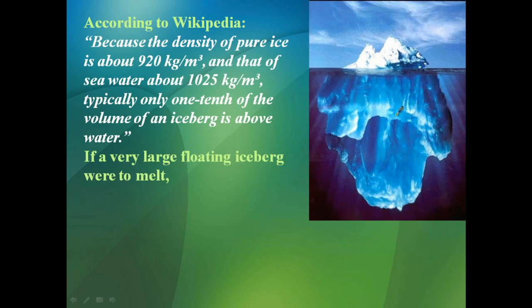So remember the last podcast I said we can figure out why the Titanic sank, like why it hit this ginormous iceberg, you know, all you see is like this little chunk floating at the top. So according to Wikipedia, because the density of pure ice is about 920 kilograms per meter cubed, and that of seawater is about 1,025 kilograms per meter cubed, typically only 1/10 of the volume of an iceberg is above water. So if you divide 920 by 1025, you're going to get about 9/10, so 1/10 difference.